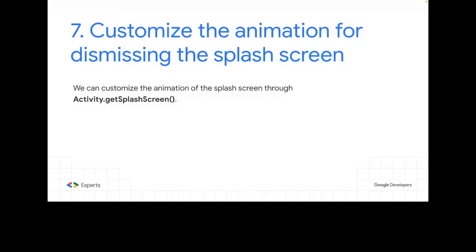And the last thing is how we can customize the exit animation for dismissing the splash screen. As I told you earlier, we don't have an option to customize the entry animation, but there is a new function introduced on the activity called getSplashScreen. Using this, we can customize the exit animation and add our own animation. But in this case, we need to make sure that we remove the splash screen manually when our animation is finished. We need to make sure that we don't forget to call remove splash screen manually. I will show it in a code sample in the next slide.